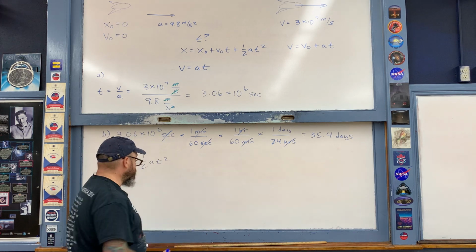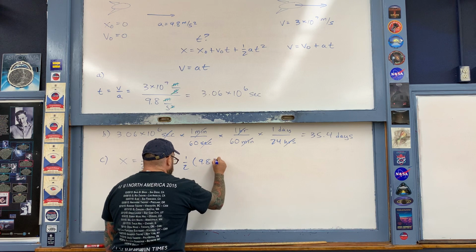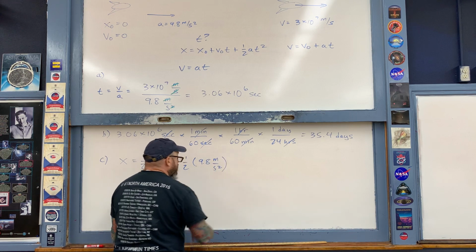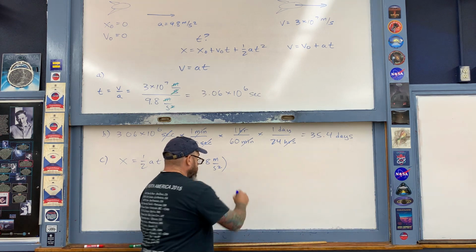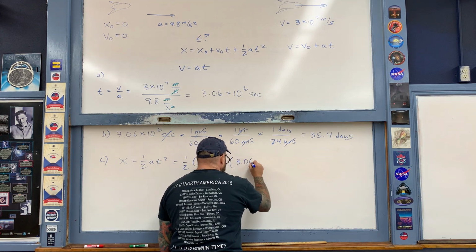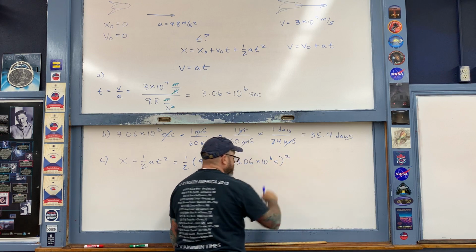And now I once again plug in my numbers. Let me write them out for us here. So I'm going to take 1/2 times the acceleration of 9.8 meters per second squared, and then I multiply by the time in terms of seconds squared. So then therefore I have 3.06 times 10 to the 6th seconds quantity squared, like so.